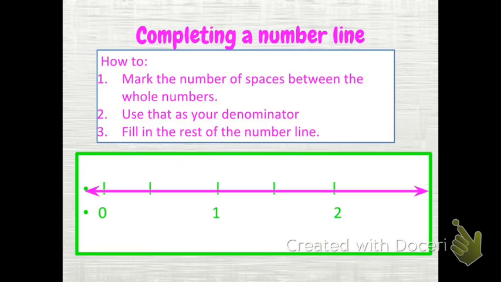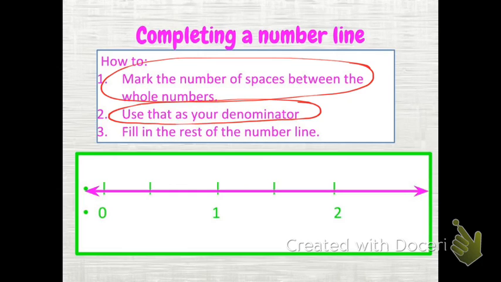So our first step today is going to be actually completing a number line. Now, this is going to be a little bit of common sense, but stick with me, okay? So it says to complete the number line, you're going to mark the number of spaces between the whole numbers, because that's your first step. However many spaces there are, that's going to be the denominator for the fraction that tells how far they are in between. And then you're going to fill in the number line.